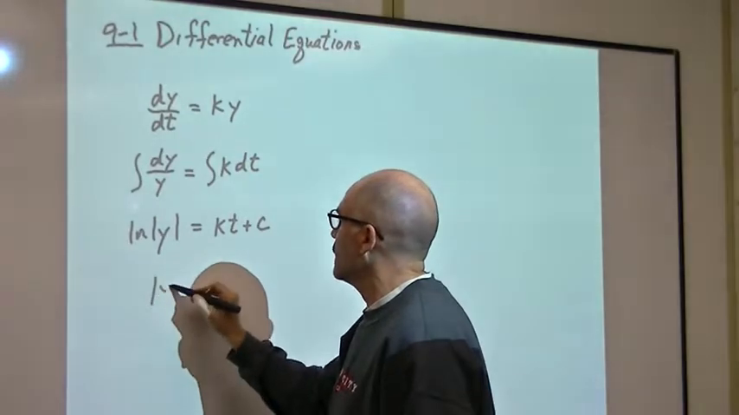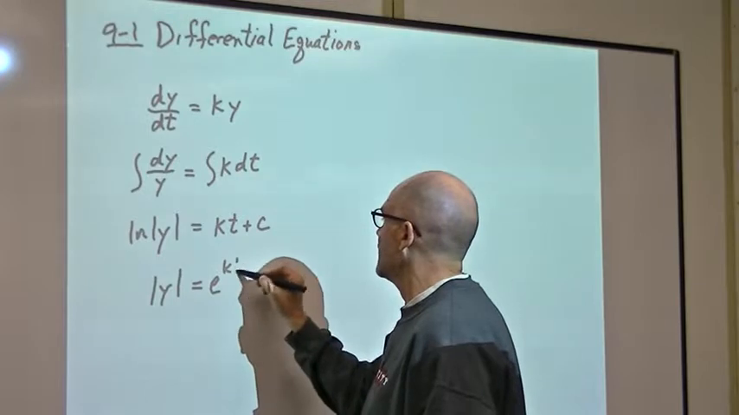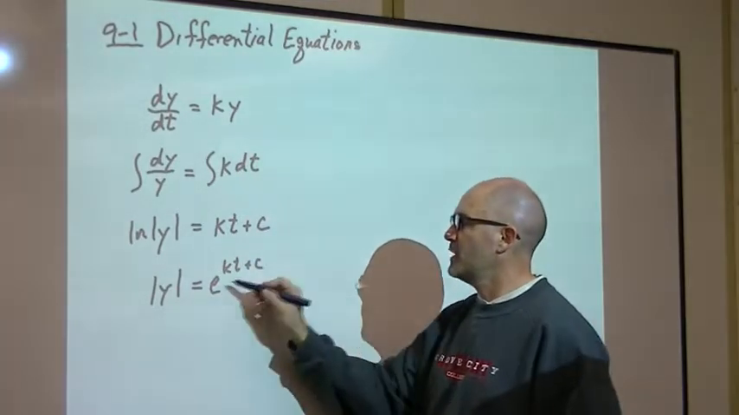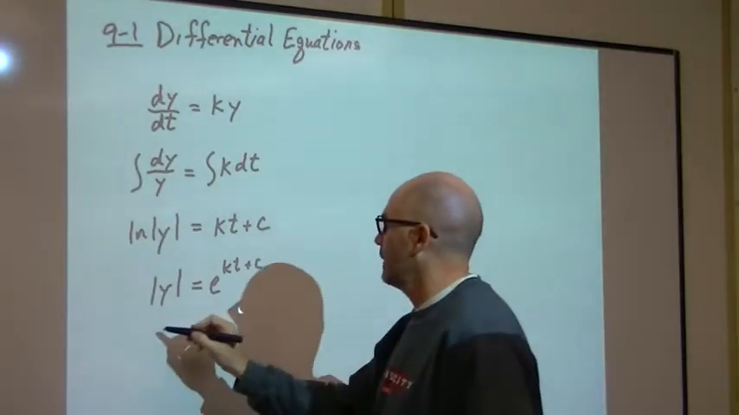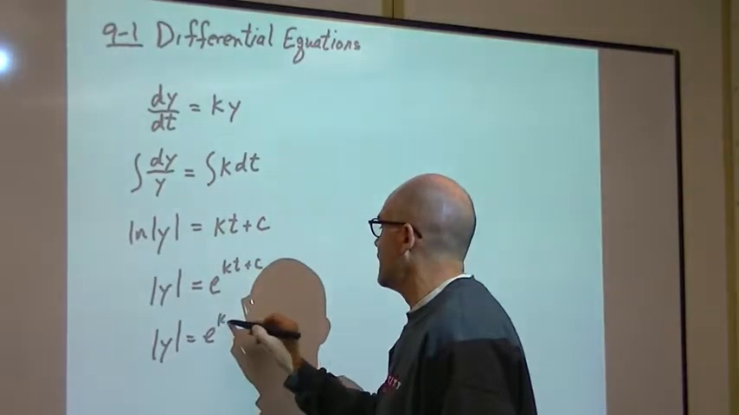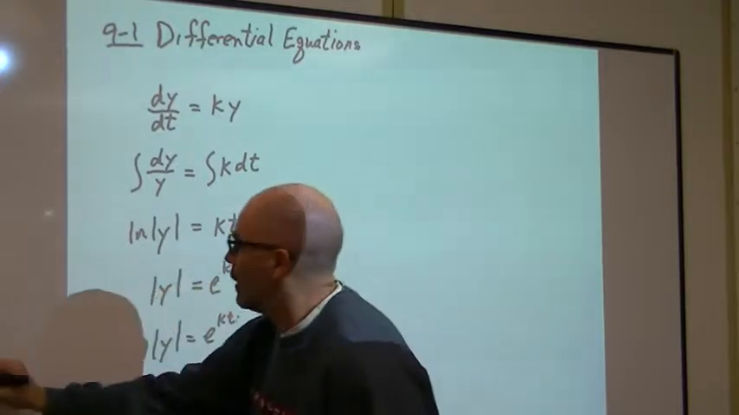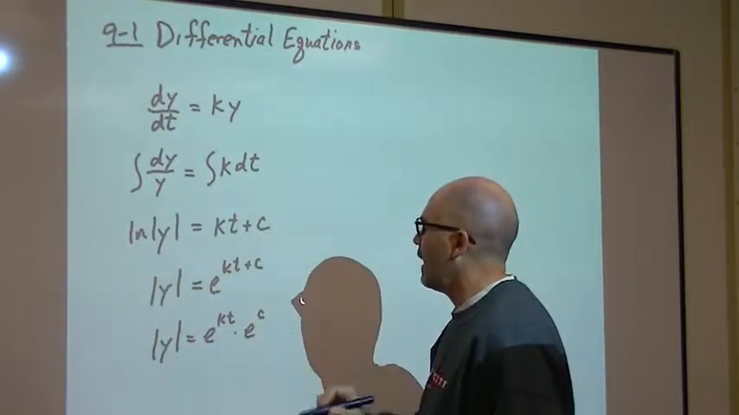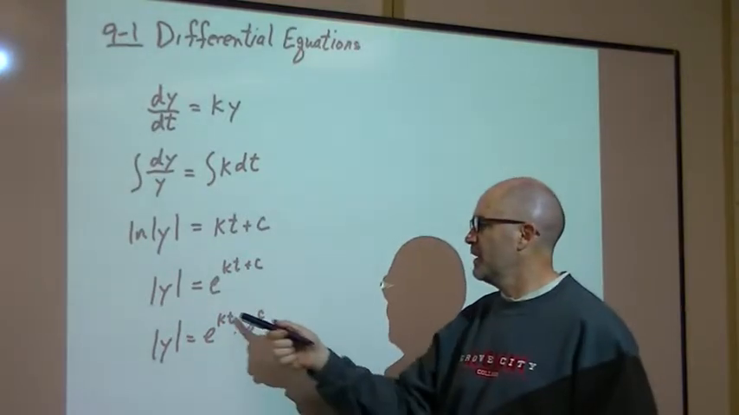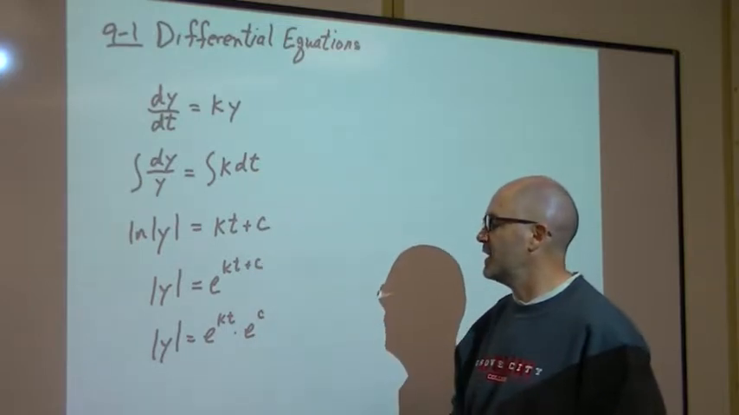So I have just the absolute value of y equals e to the kt plus c. Now what we're going to do is separate the kt and the c. So absolute value of y equals e to the kt times e to the c. Now, you guys know that if you have the same base, you add exponents. So that's basically what we did, was separate the kt and the c.